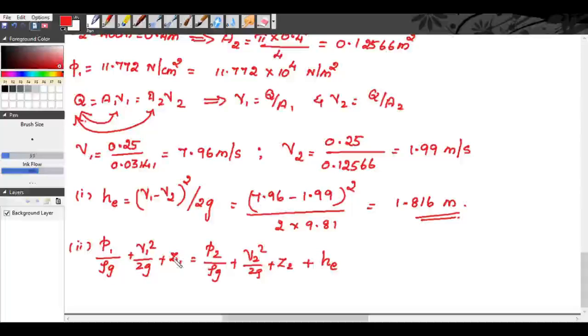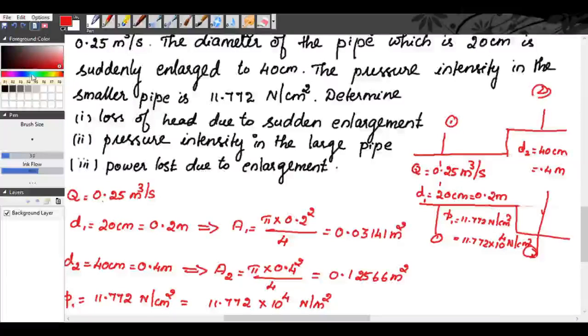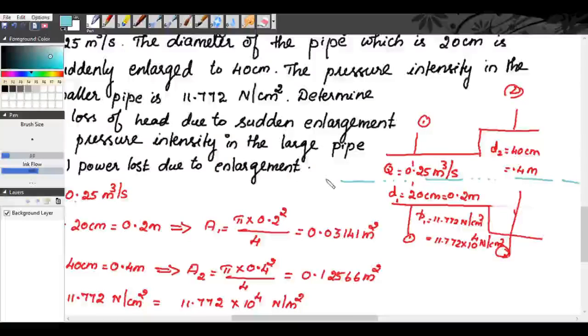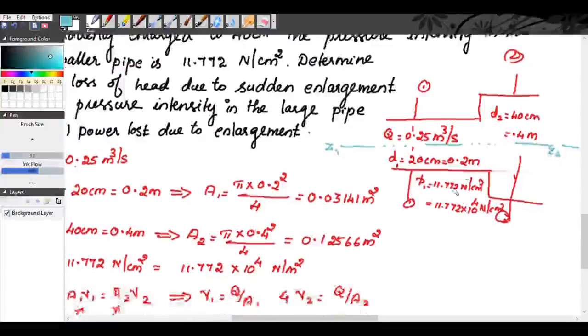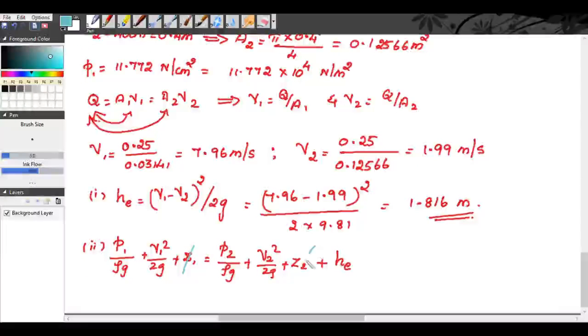See now it is horizontal, right? Since the pipe is laid horizontal, you draw the center line. So this can be taken as our reference line. So Z1 and Z2 remain the same. So Z1 is equal to Z2. So if Z1 is equal to Z2, you can cancel this Z1 and Z2.